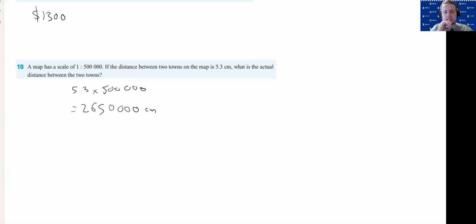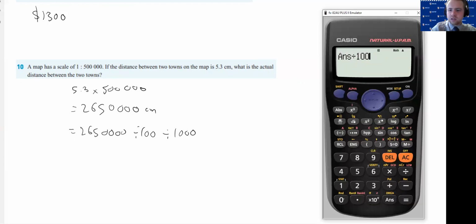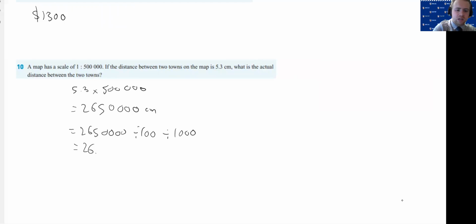So if we want to convert this into kilometers, which would be a much more sensible unit, then we need to divide by 100 to get it into meters, and then divide it by 1,000 again. So it's going to be this number divided by 100 will be meters, divided by 1,000 we'll put it into kilometers. So divide by 100 and then divide by 1,000 equals 26.5 kilometers. Okay, and then we've got our actual distance there.